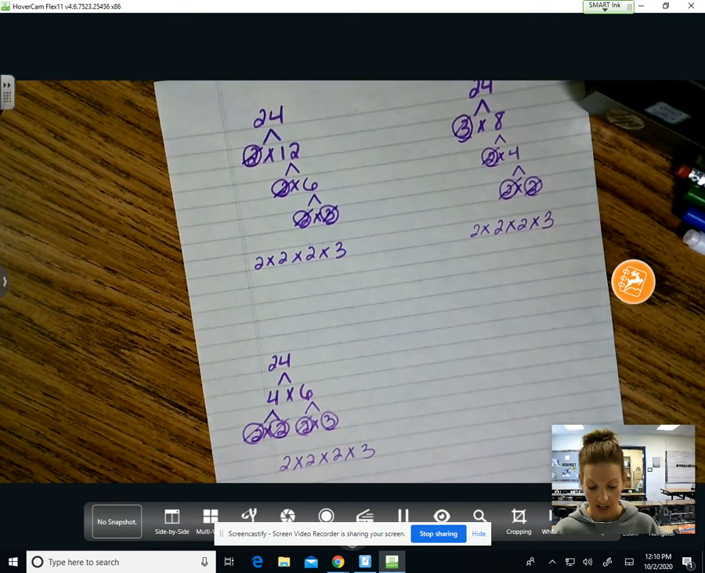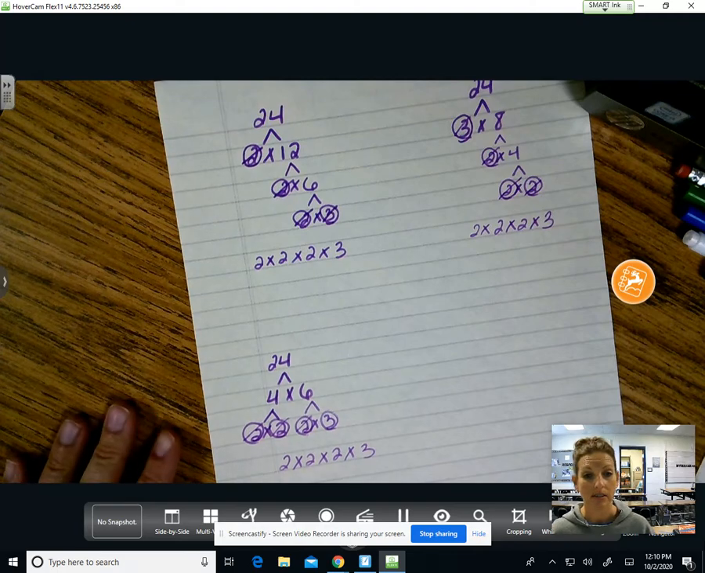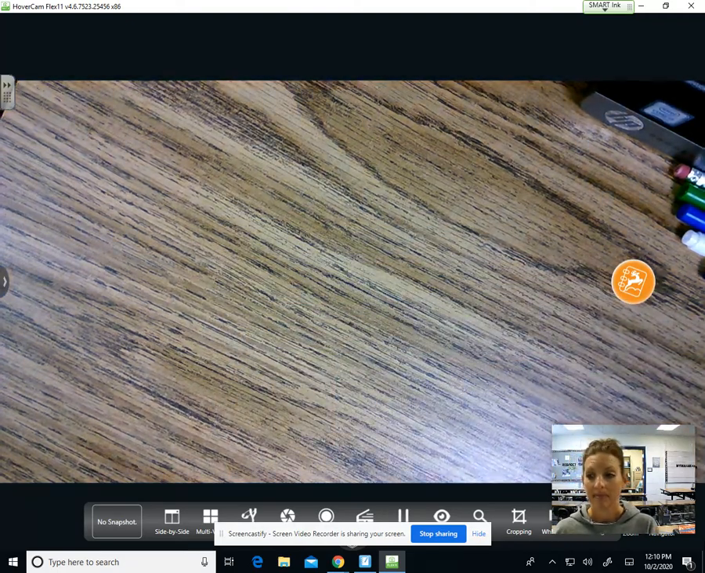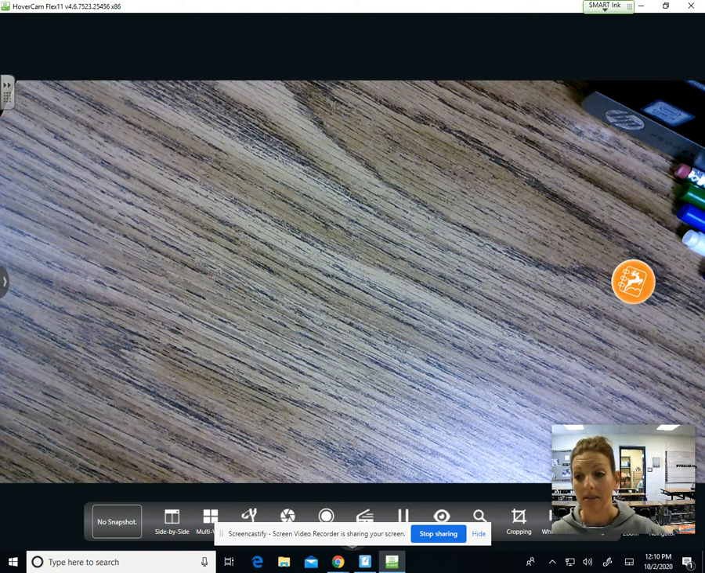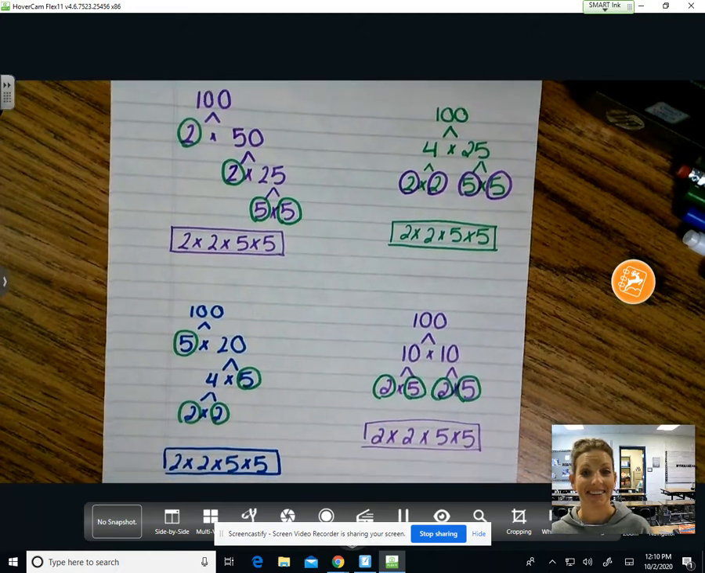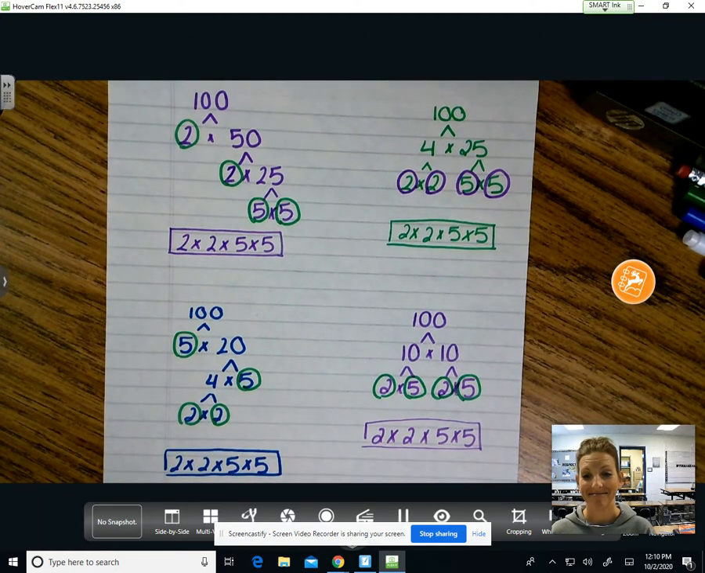And if you would like a challenge, try finding the prime factorization of 100. Pause the video. Work out a factor tree for 100. Start with 2 factors you can multiply to get 100. Hit play when you're ready, and you can check your answers here. See how you did.